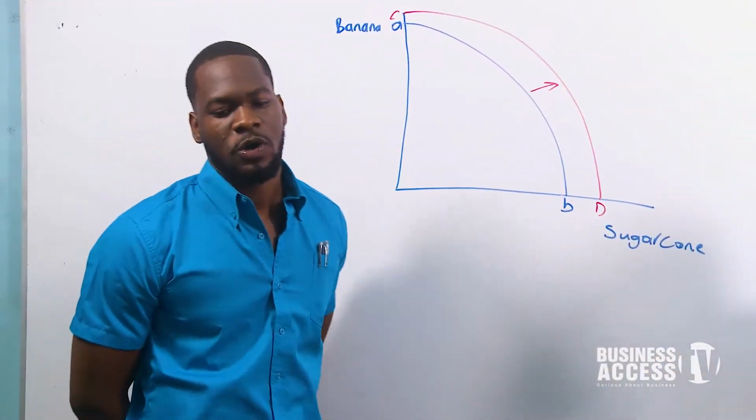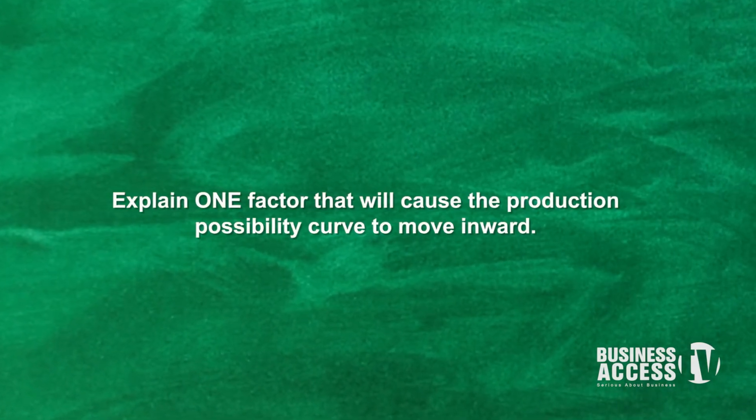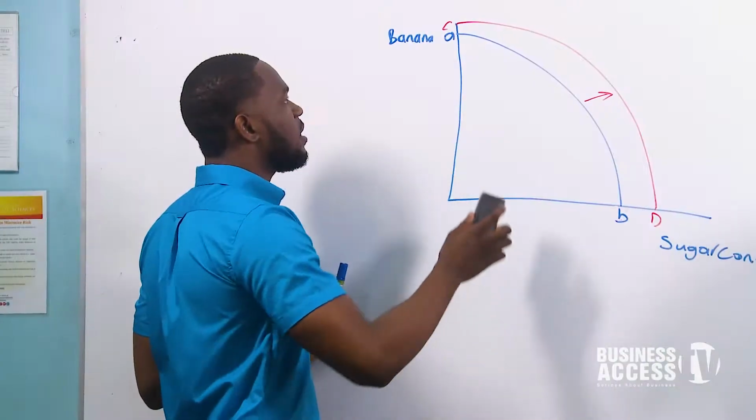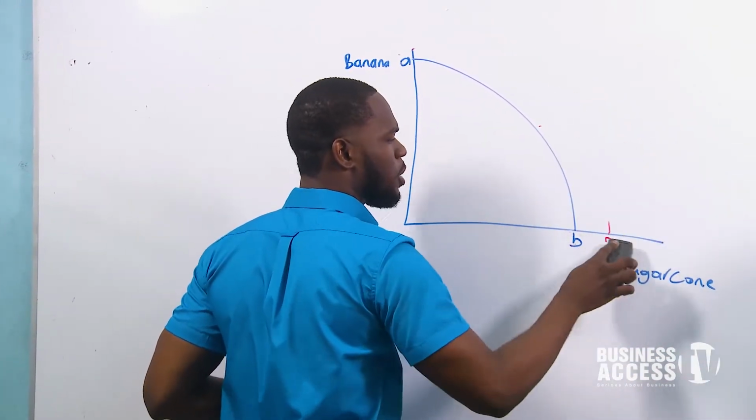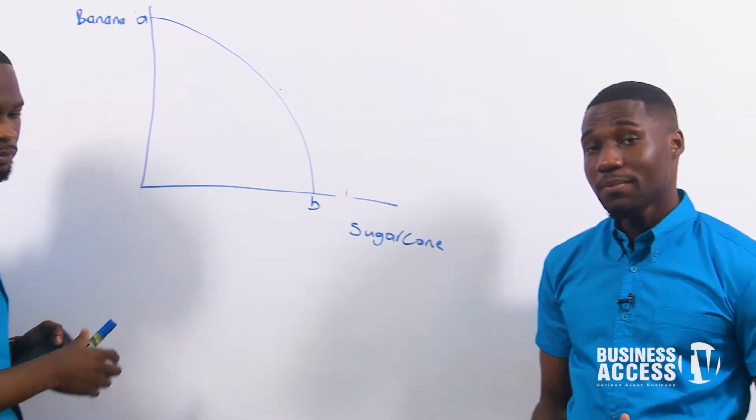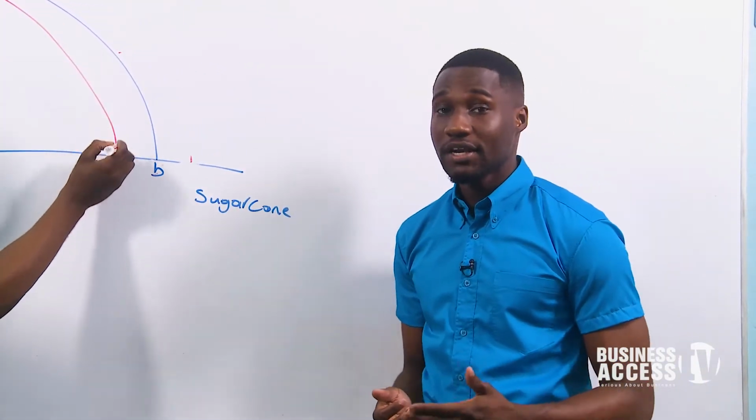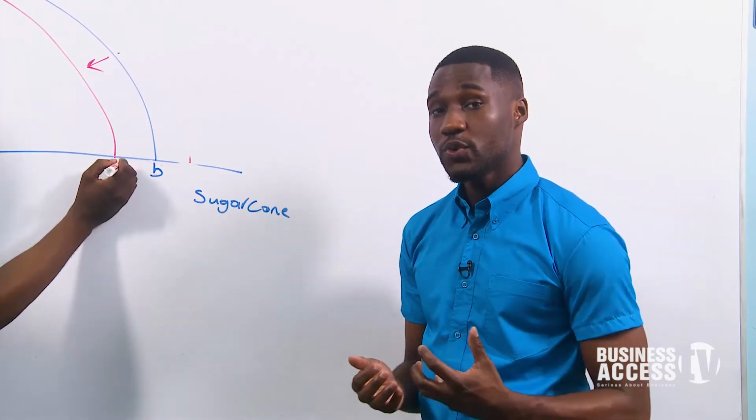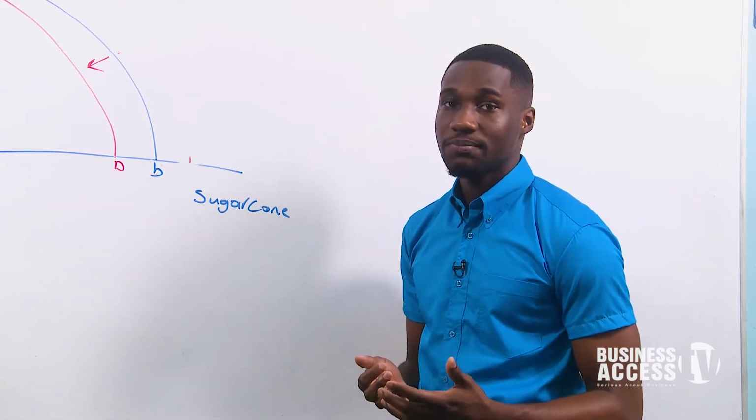Now we move into our next question, which is: explain one factor that can cause the production possibility curve to shift inwards. Now, what could that factor be, Andrew? Alright, guys, remember, the PPF has to do with all resources in the economy. So anything that affects resources will affect the PPF. It has to be something that reduces the resources. One thing that could reduce the resources could be a war.